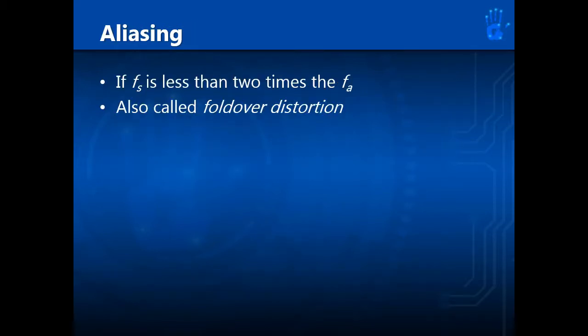Aliasing. If F sub s is less than 2 times F sub a, this is a condition known as aliasing. It is also called foldover distortion.